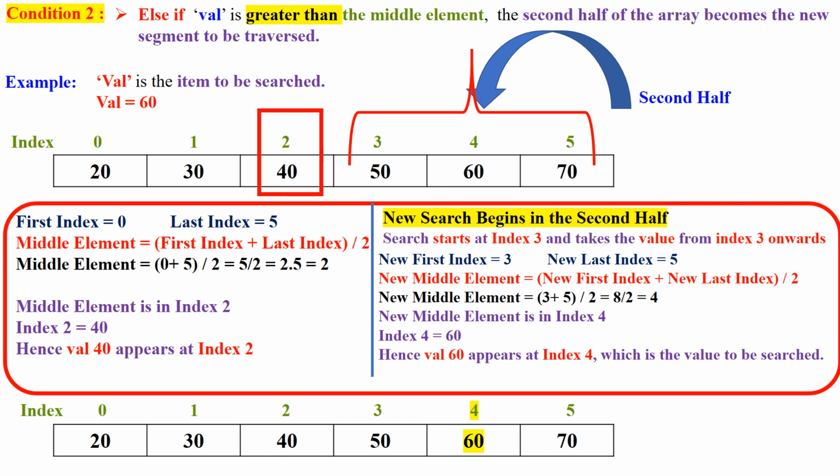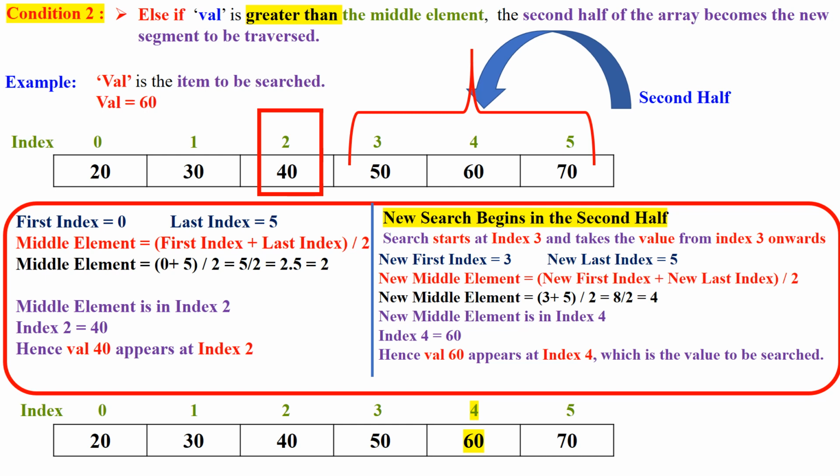First, we have to find the middle element of the whole array. Look at the left side middle red box. First index equals 0. Last index equals 5. Middle element equals first index plus last index divided by 2. Middle element equals 0 plus 5 divided by 2 is equal to 5 divided by 2 is equal to 2.5 equals 2. Middle element is at index 2. Index 2 is equal to 40. Hence val 40 appears at index 2.